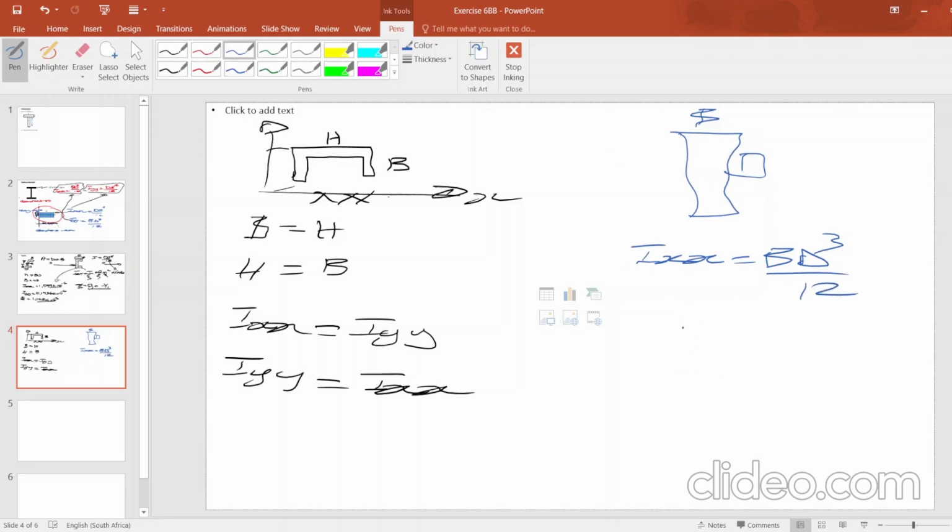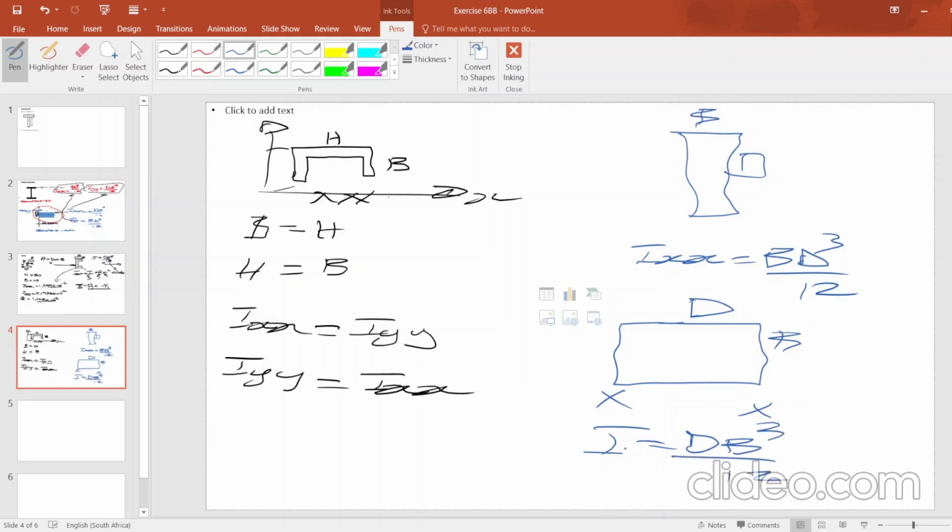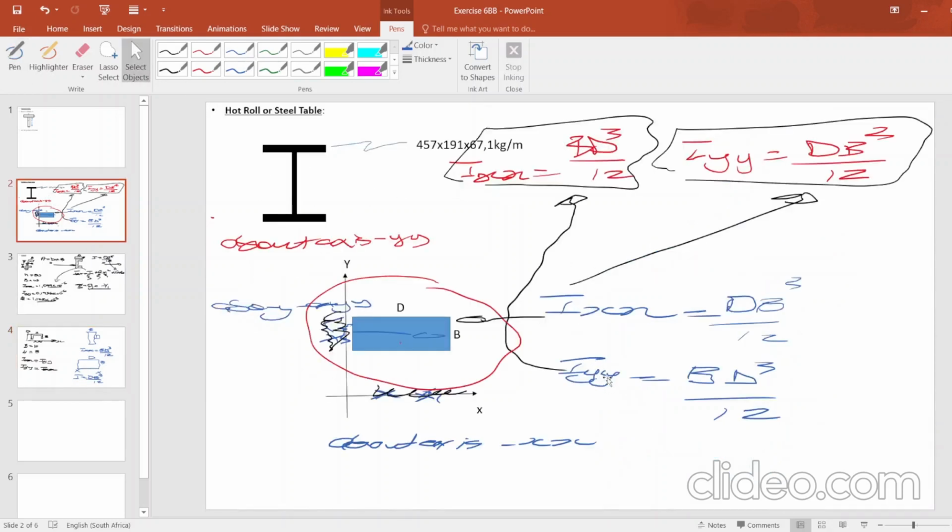Now, when you rotate that beam, you have the beam rotated in this manner. It is D and B. Still, you are taking moment about the X axis. Now IXX equals DB cubed divided by 12. Like I've explained, the IXX on the first position, remember these values are of the first position of that beam that we dealt with. It was this way before we rotated it. These values are for that position.